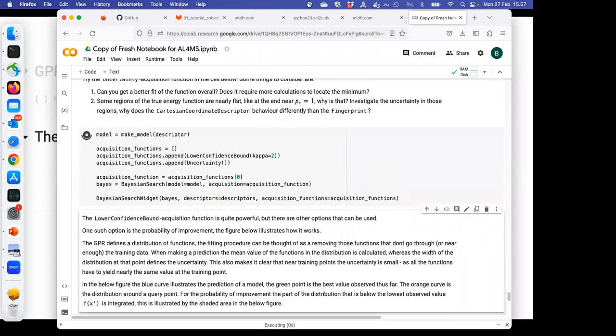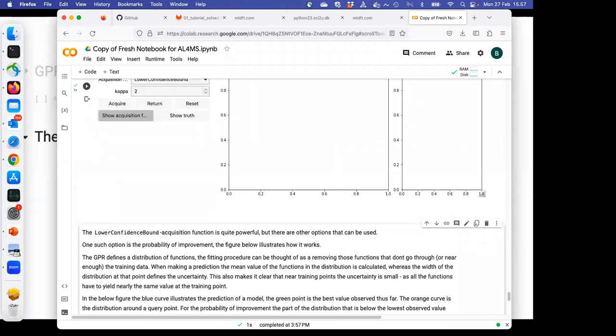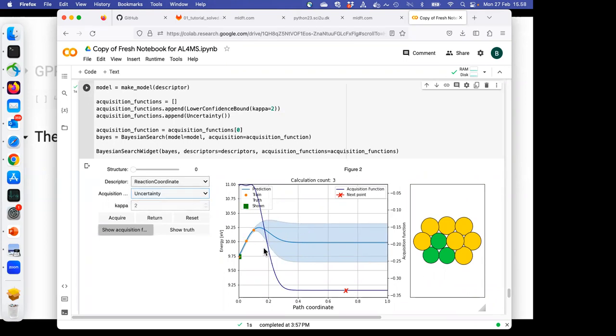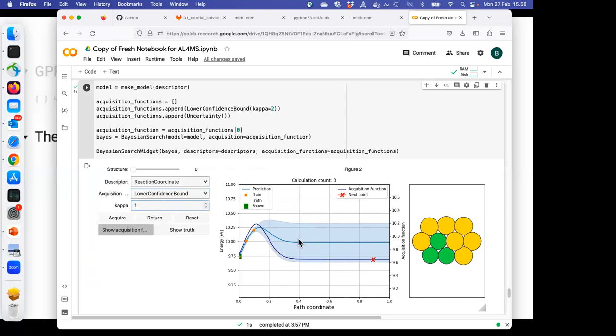And then Mads Peter has done it so that you can add stuff to your widget. So now we have it available here as an acquisition function. See, now we have this uncertainty that we just programmed in the cells above. So now, let me shift back. So lower confidence bound, and let's say kappa equals 1 with that. That's about saying we have the prediction, we subtract 1 times the uncertainty, and then it says you should go here, and let us take another coordinate.